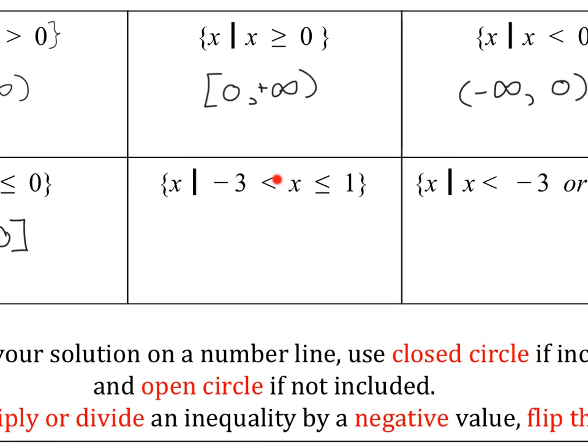You may also see something like this where you have your x values described between two numbers. This reads all x values such that x is between -3 and 1, including 1. We can write this pretty easily with interval notation. Our lowest is -3. Our highest value is 1. We don't include -3, but we include 1 because of this line.